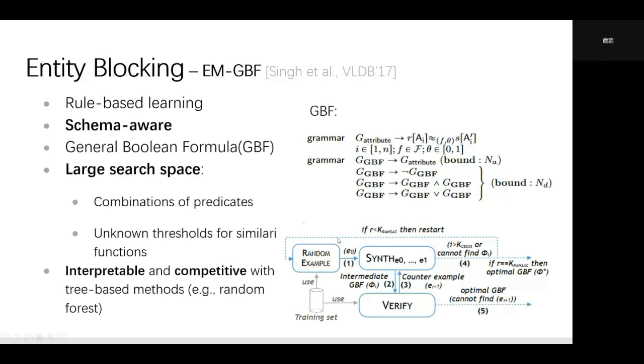First, they generate some intermediate GBF, and this intermediate GBF is verified on the whole data set to check its correctness. If it is invalid, they generate some counterexamples to fine-tune the intermediate GBF or regenerate a new one. The iteration terminates if the optimal GBF is found or the round reaches the maximal iteration. The learned GBF is interpretable and compatible with tree-based methods.